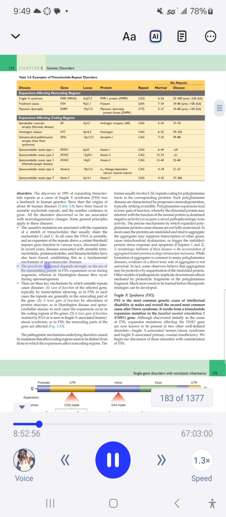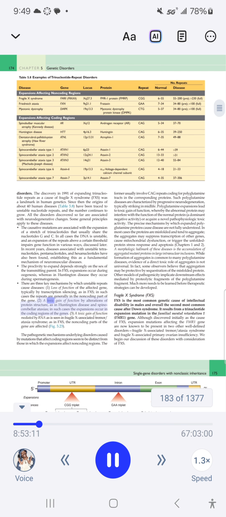The proclivity to expand depends strongly on the sex of the transmitting parent. In FXS, expansions occur during oogenesis, whereas in Huntington disease they occur during spermatogenesis. There are three key mechanisms by which unstable repeats cause diseases. 1. Loss of function of the affected gene, typically by transcription silencing, as in FXS. In such cases the repeats are generally in the non-coding part of the gene.